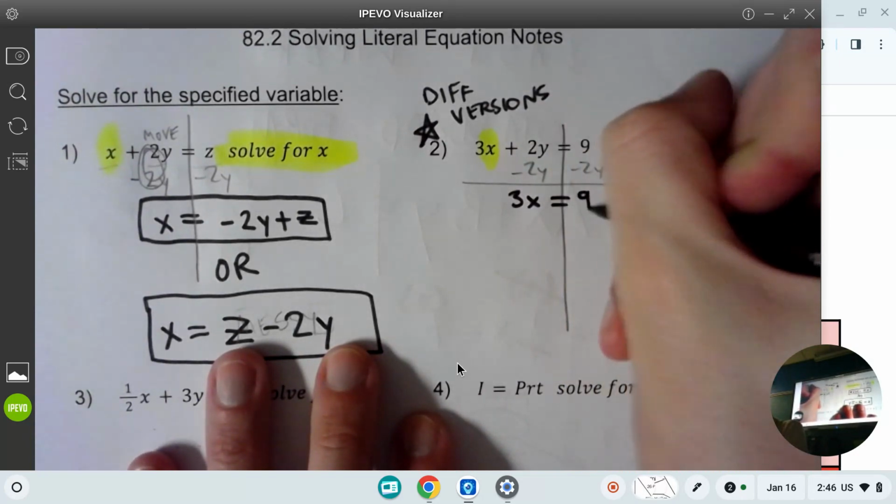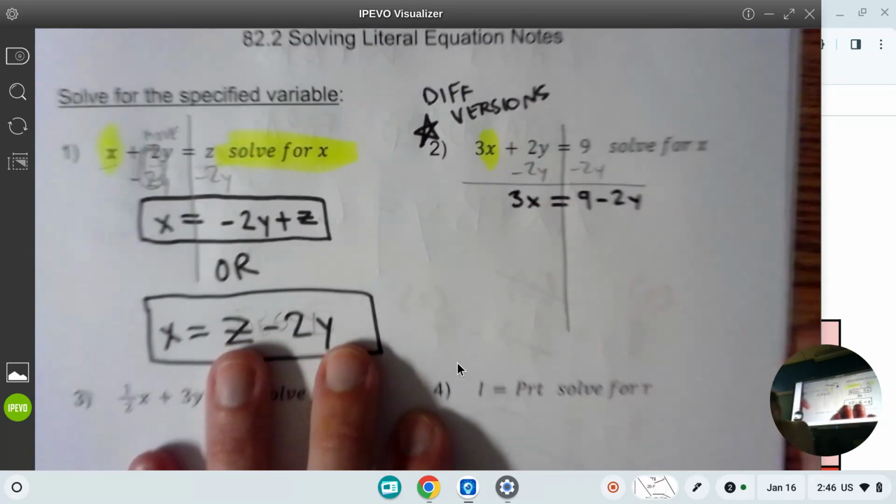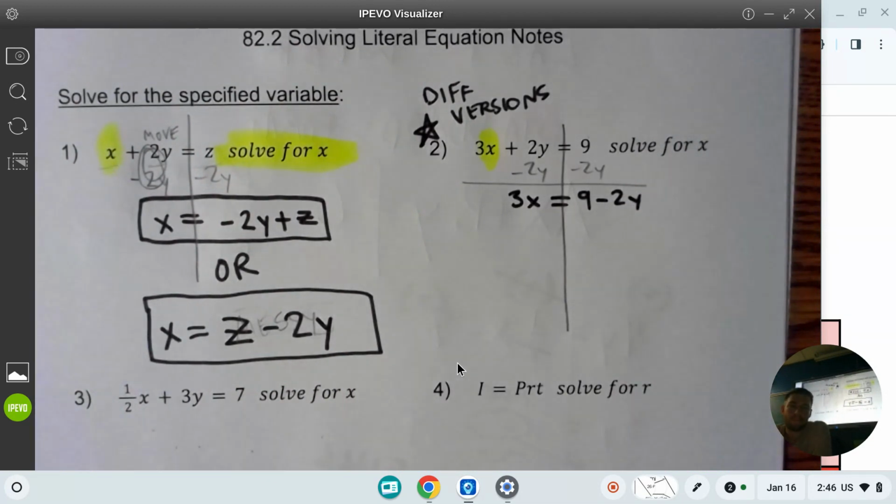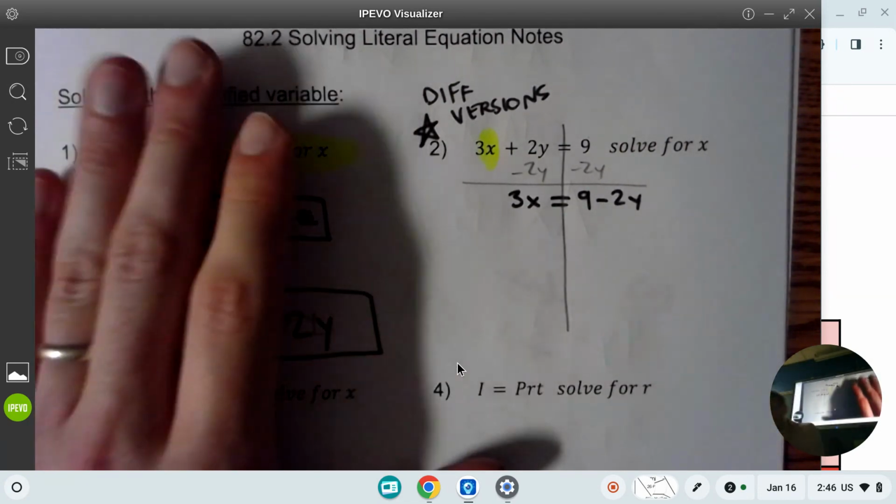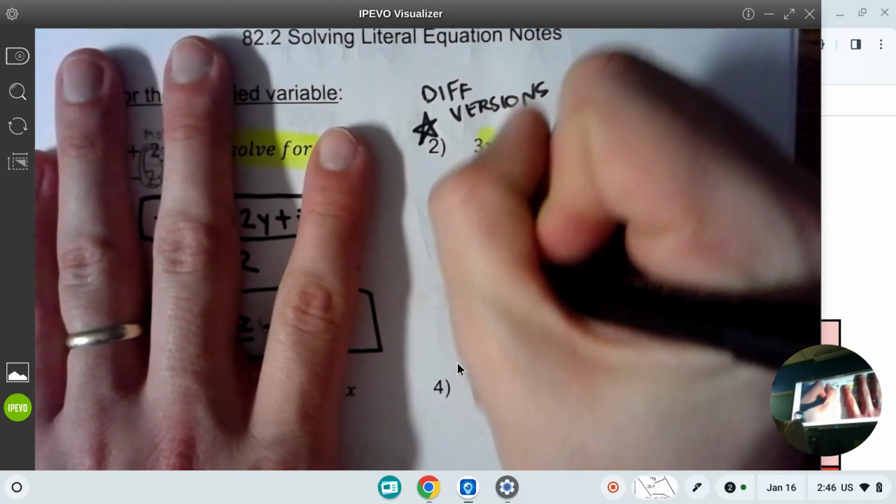3x equals 9 minus 2y. And again, it might be in the other order. Maybe the negative 2y comes before the 9. You just got a couple different options. Then you got the 3. And how do you move this 3 to the other side? You got to use divide. And here's where we're going to get those two different options.